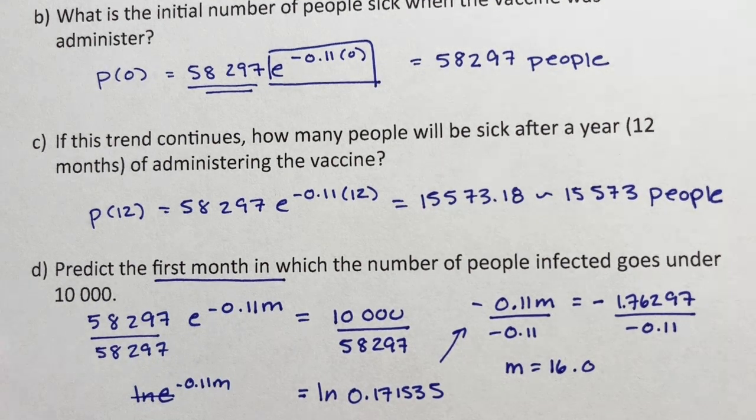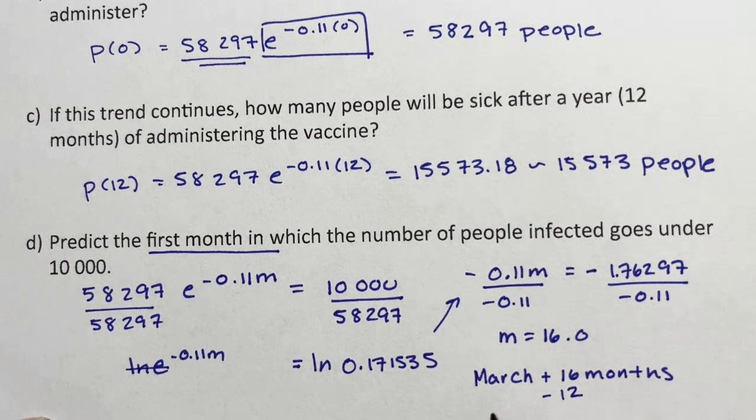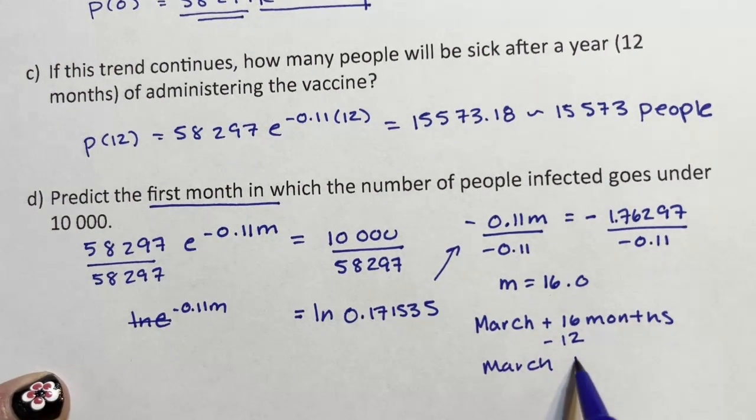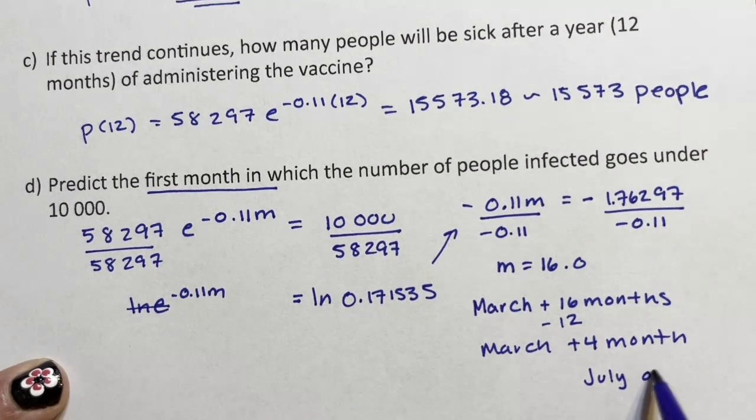And again, there's decimals, but we want to know which month that predicts the first month. The initial month was March. So if we go March plus 16 months, well, there's 12 months in a year, so we subtract 12, we have the March of the next year, plus 4 more months: March, April, May, June, July. So July of the next year.